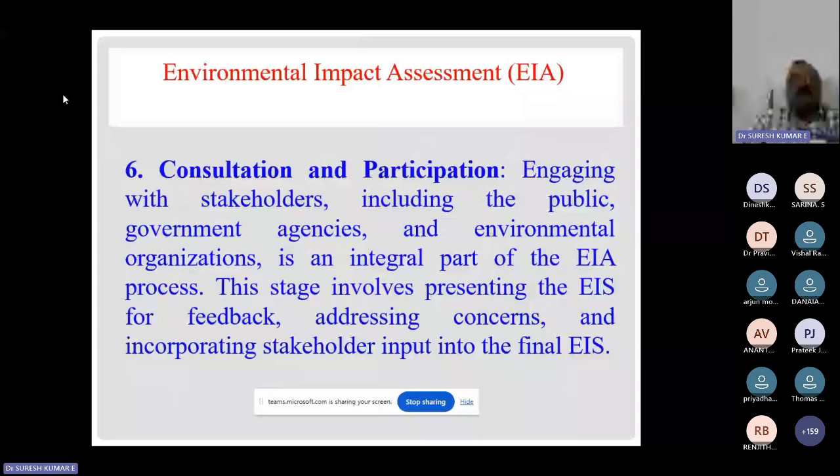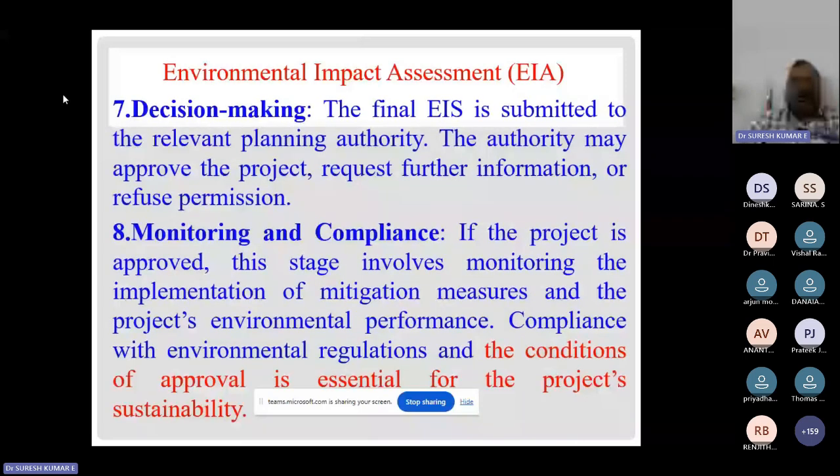Now the decision-making stage. The final EIS is submitted to the relevant planning authority. Government has a planning board. The authority may approve the project, sometimes request further information, or even refuse permission. All these three can happen. Government boards, autonomous boards, there the decision comes.